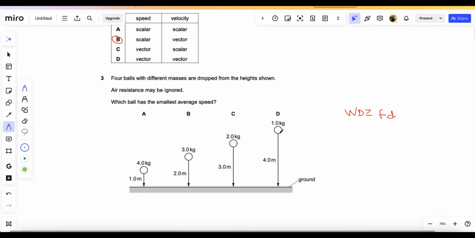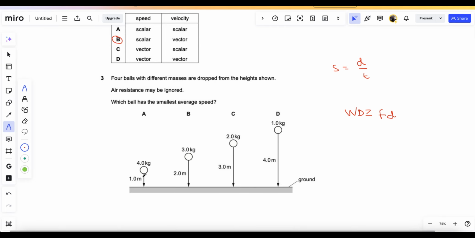Okay, so we can see this is 3 kilograms and a distance of 2 meters. This is 2 kilograms, a distance of 3 meters. This is 1 kilogram, a distance of 4 meters. So which of the balls has the smallest average speed? Average speed is total distance over time taken. But these questions do not give the time taken. But one thing we can calculate is the work done by each of the balls.